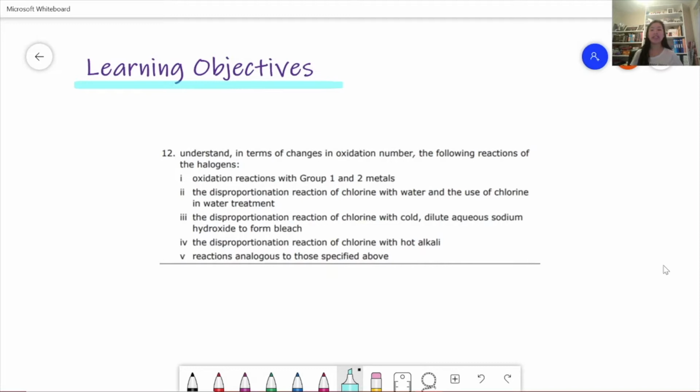Today's learning objective is to understand, in terms of changes in oxidation number, the following reactions of the halogens. So firstly, oxidation reactions with group 1 and 2 metals. Secondly, the disproportionation reaction of chlorine with water and the use of chlorine in water treatment. Thirdly, the disproportionation reaction of chlorine with cold dilute aqueous sodium hydroxide to form bleach. Fourth, the disproportionation reaction of chlorine with hot alkali. And finally, the reactions analogous to those specified above.